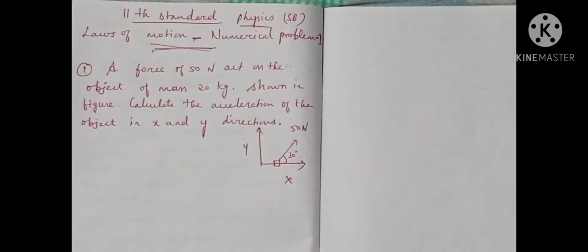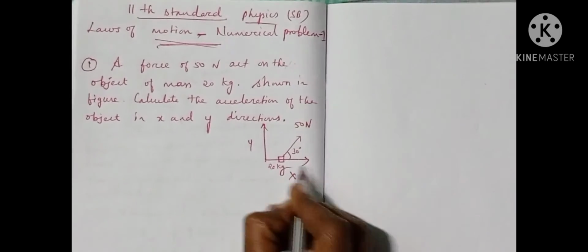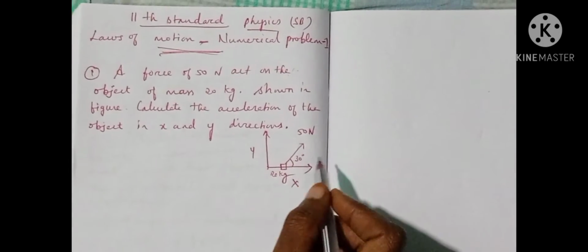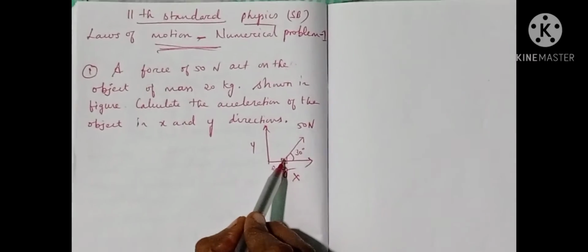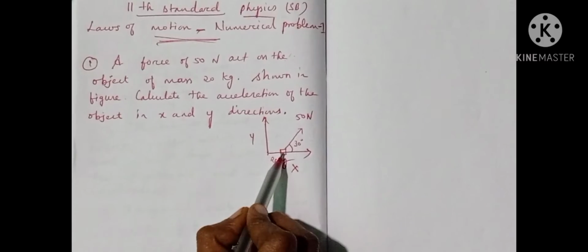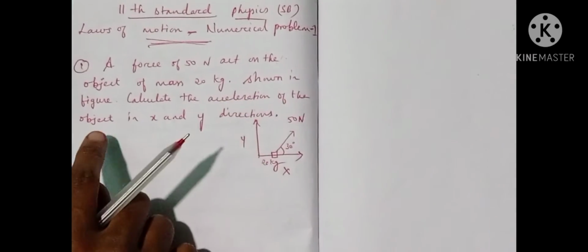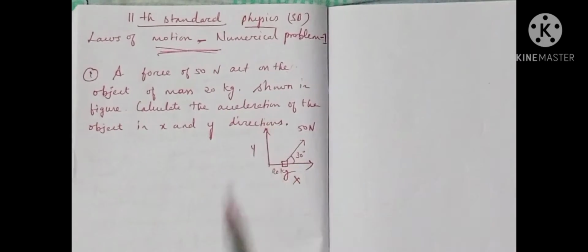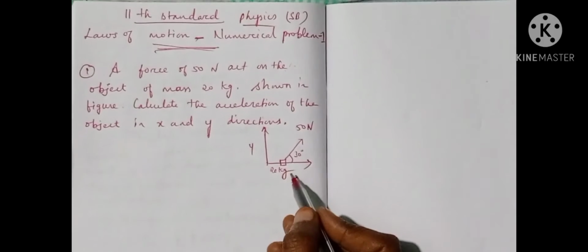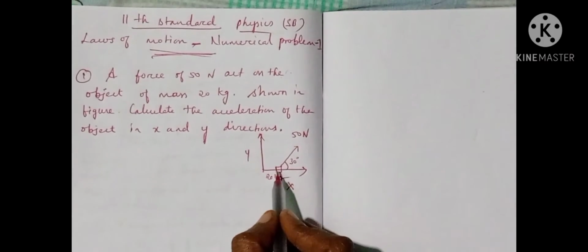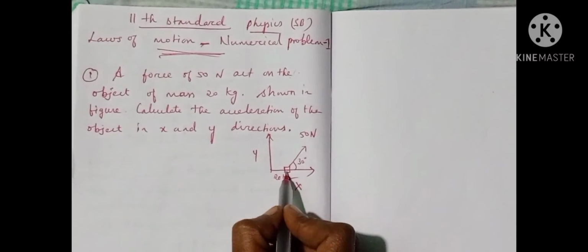As shown in this figure, this is the 20 kilogram mass, and a force of 50 Newton is acting in this direction on it. Calculate the acceleration of the object in x and y direction. Here we have to find the acceleration of this object due to the force acting on it.